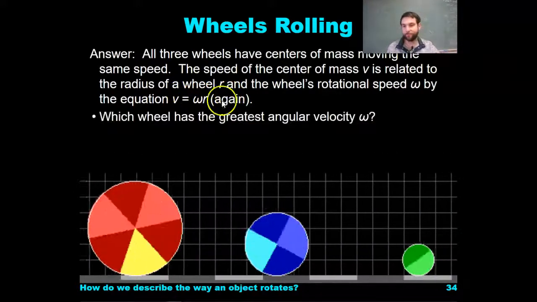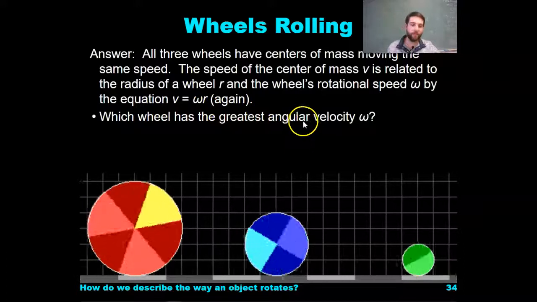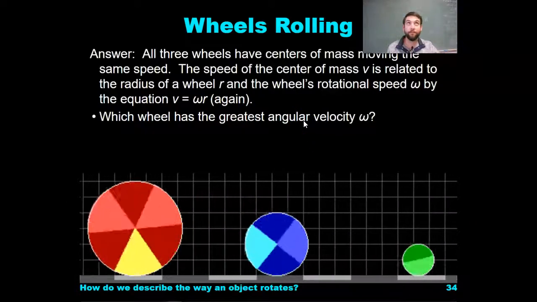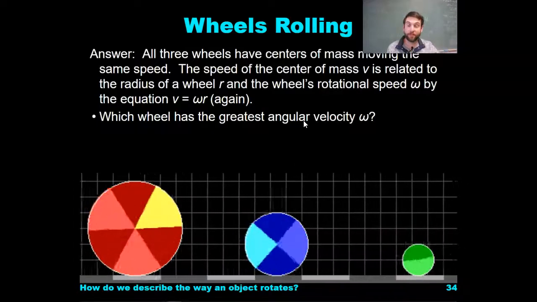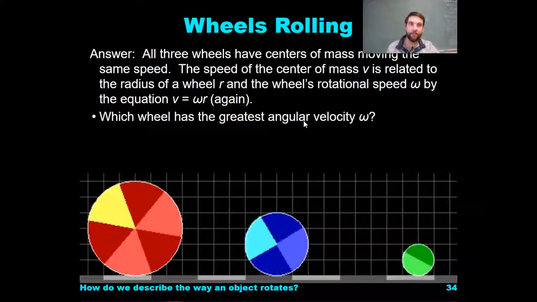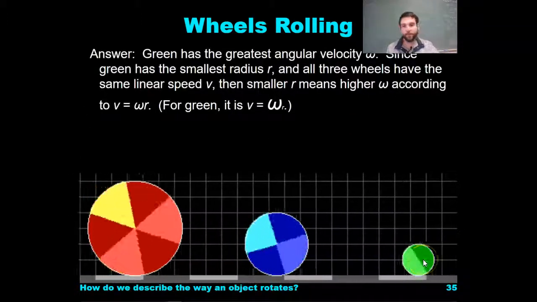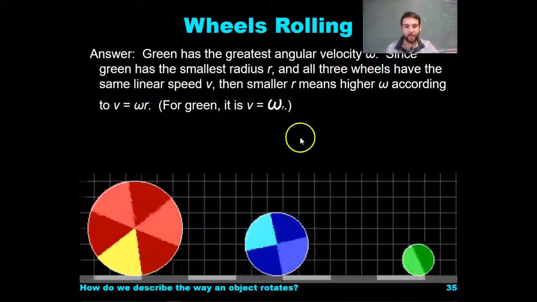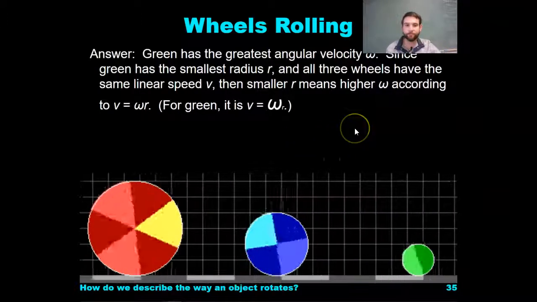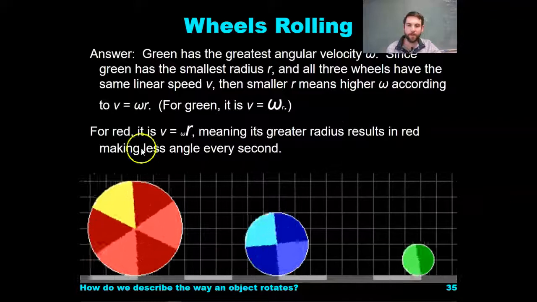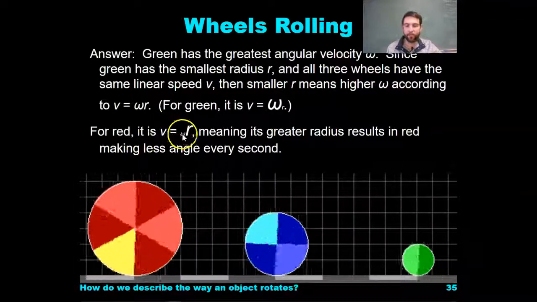Again, which wheel has the greatest angular velocity? Same linear speed, so which has the greatest angular velocity? V equals omega times r. And v is the same, so that means the smallest radius is going to have the largest angular velocity. For the red, v is the same, tiny omega, big R.